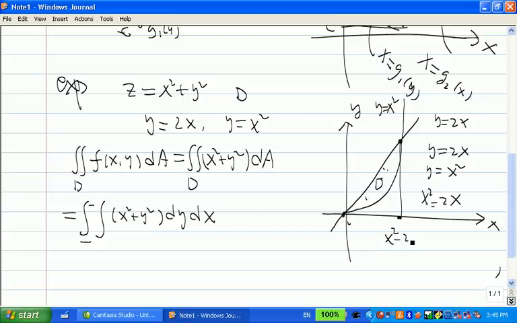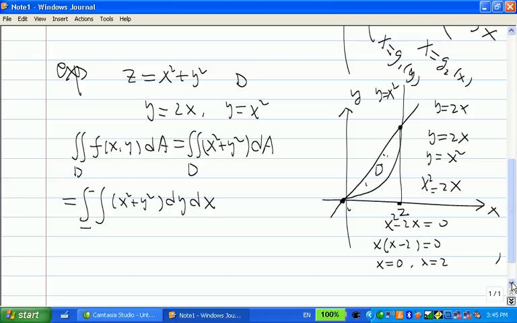Solve this: x squared minus 2x equal to 0. You pull the x out, so you get x times (x minus 2) equal to 0. You get two solutions: one is x equal to 0, one is x equal to 2. So x equal to 0 gives you this point, and x equal to 2 is what the 2 is. At this point, x is 2, so what is y? With x equal to 2, you can use either equation to find y, and you get the same thing. So x equal to 2, y is 4.